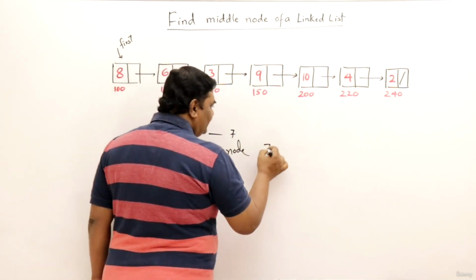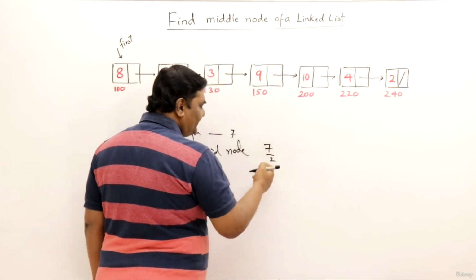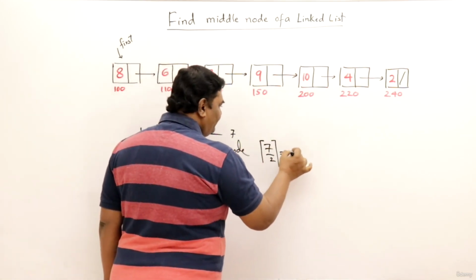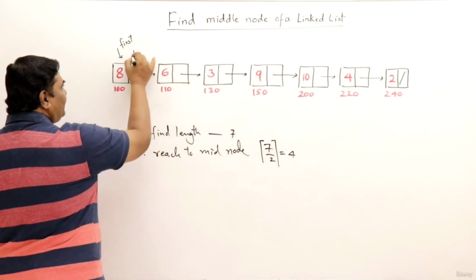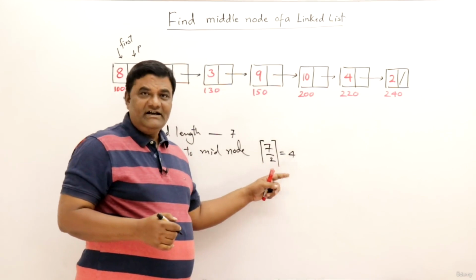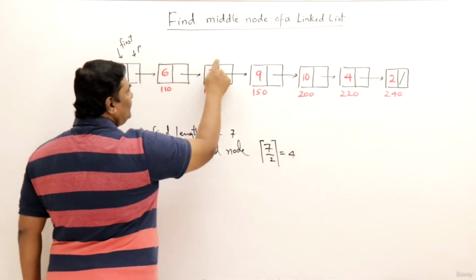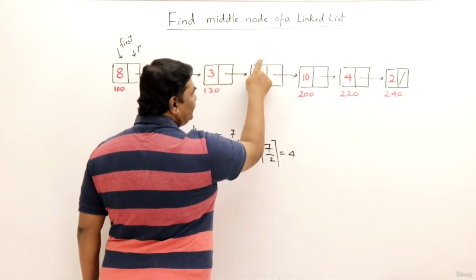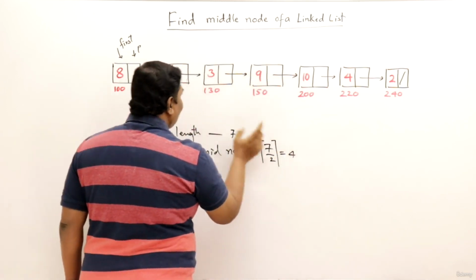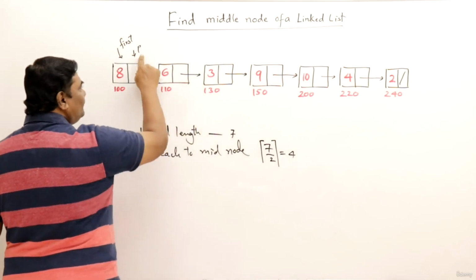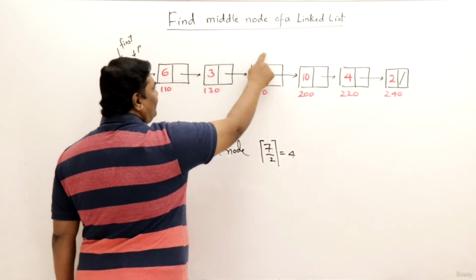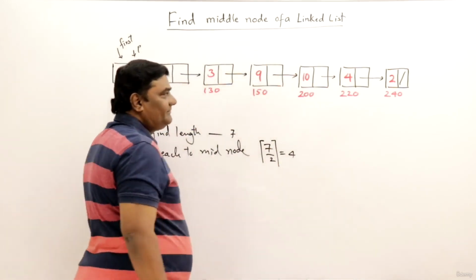Which is the middle node? 7 by 2 will be 3.5. So we can take the ceil of 3.5, that is the 4th node. So I can take a pointer P on the first node and move it 4 minus 1 times. So 1, 2, 3. 4 minus 1 is 3. So reach till here. Actually I have to reach the 4th node, so this is the 4th node. The 4th node means move P just 3 times, so 4 minus 1 time. If I move the pointer 4 minus 1 times, then it will reach there.